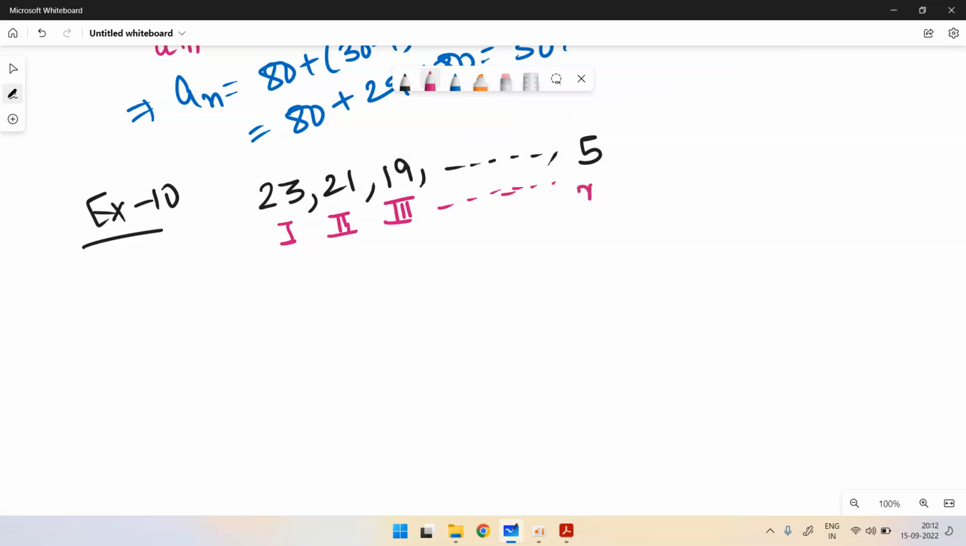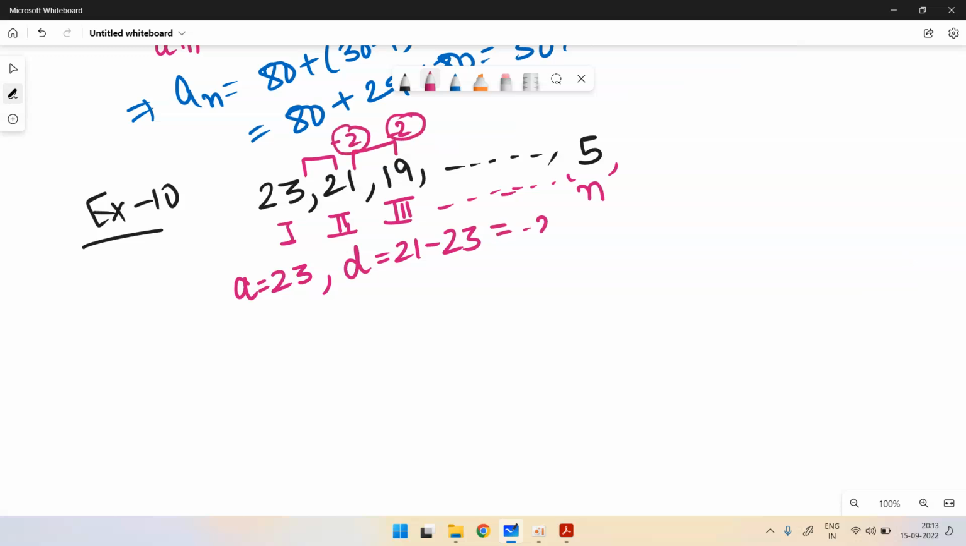So you ultimately need to calculate the value of n, for which you are given that your first term is 23, that is a equals 23. The common difference d is 21 minus 23. If you see this series, the difference is minus 2, this is also minus 2. So the common difference is the same, which is minus 2.